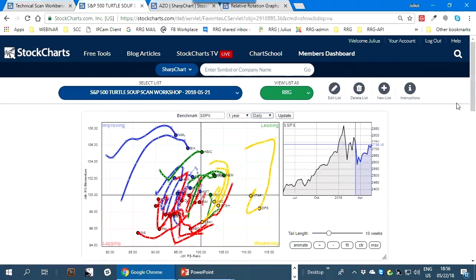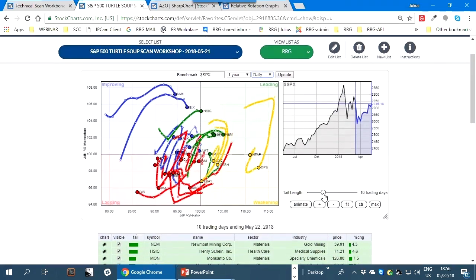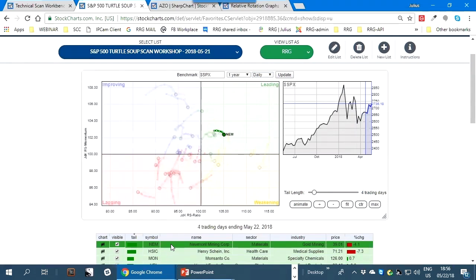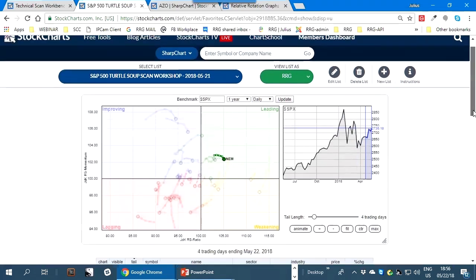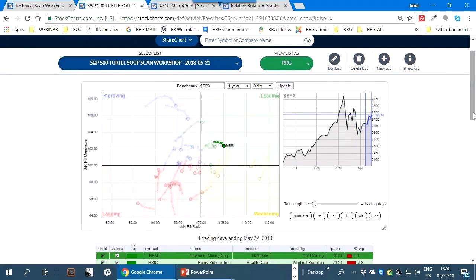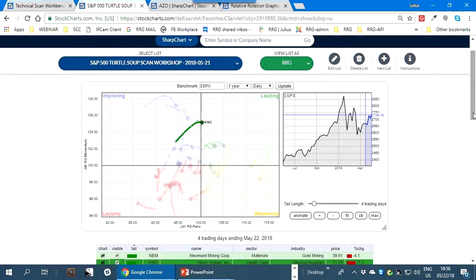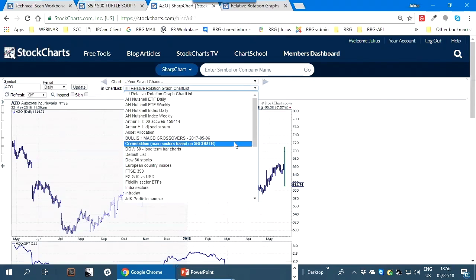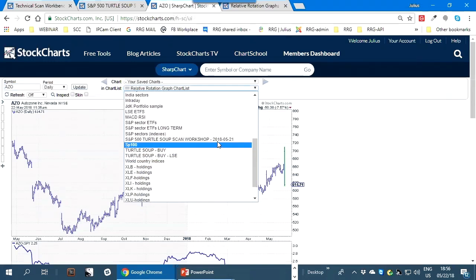Nice, plenty of names. Shorten the tail a little bit, because we're looking at some short-term opportunities. And then we're going to look at where we see opportunities. Well, this is live because I have not prepared this at all. I have no clue what I'm looking at. And then I will bring this up in my chart list. So my chart list is this one here.